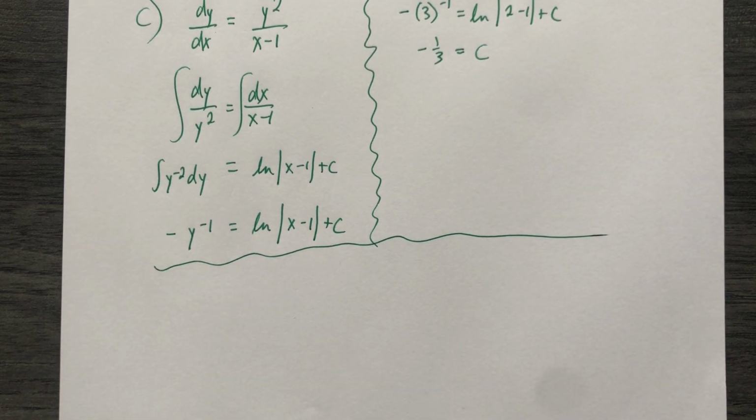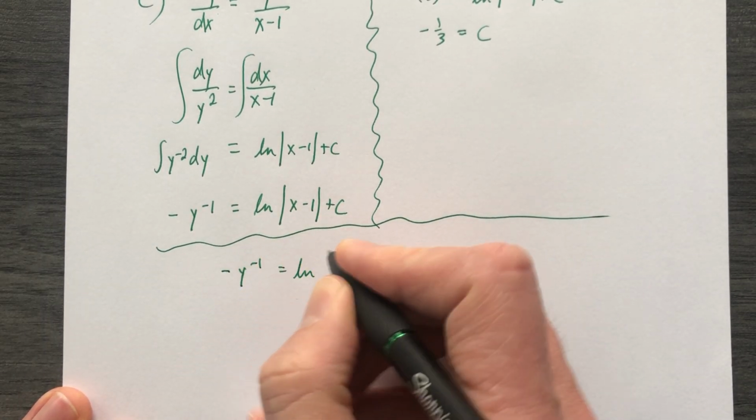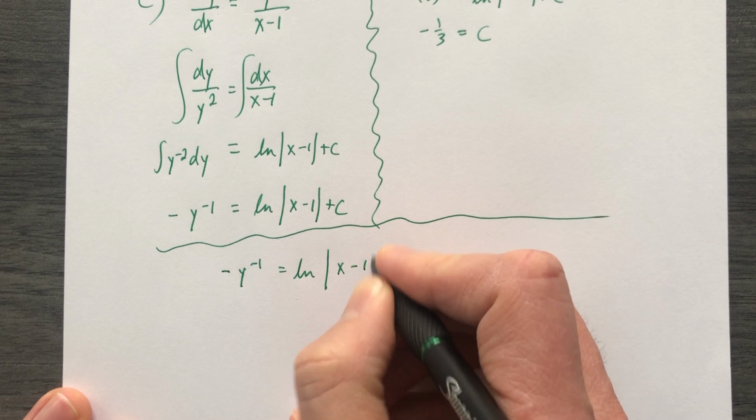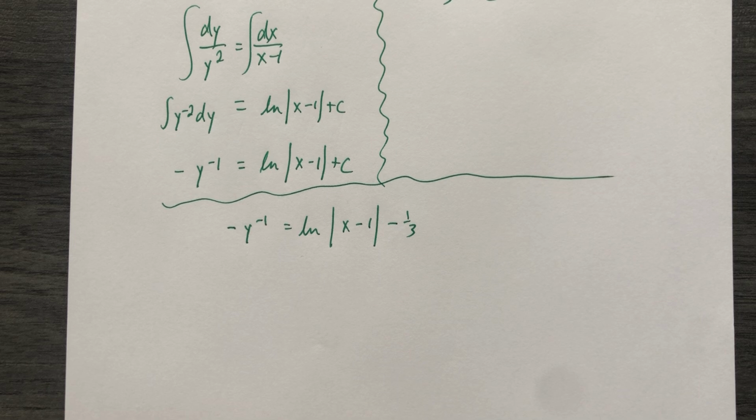We're going to still have to solve it. Again, keep in mind they said y equals. So negative y to the negative 1 equals natural log of x minus 1 and then plus c. There we go. It's time to start solving.